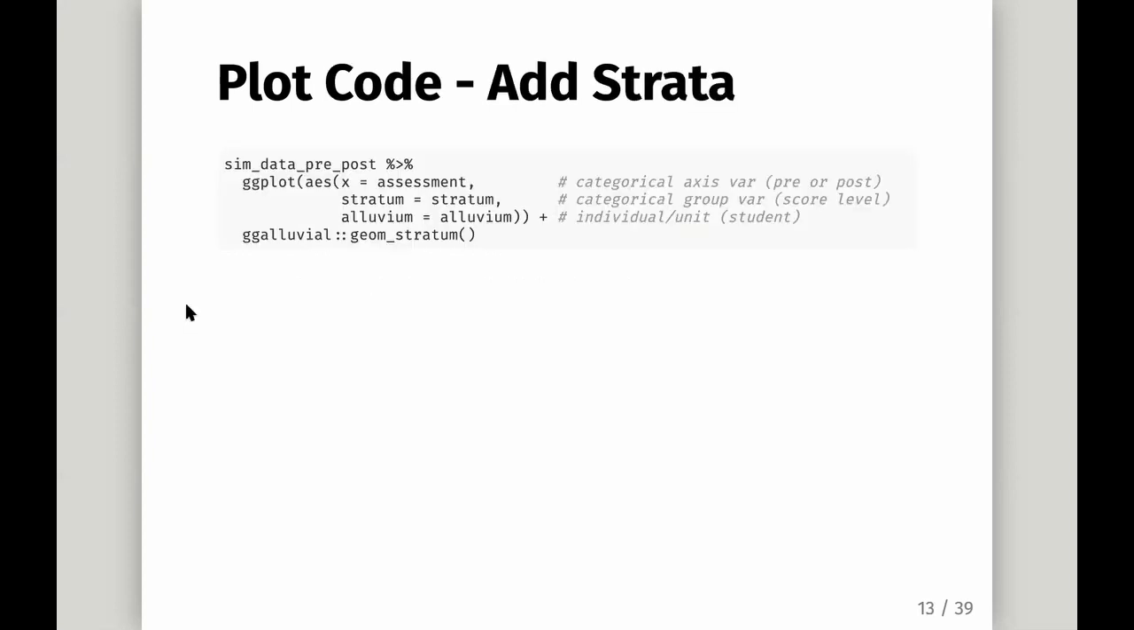So the first thing I'm going to do is set up my ggplot with my aesthetics as usual. My x-axis is going to equal my categorical axis variable. So that's going to be assessment here, pre or post in this case. And this is so easy because we've used to_lodes_form. We can just set stratum equal to stratum and alluvium equal to alluvium. Super straightforward. And then here I'm just going to add geom_stratum.